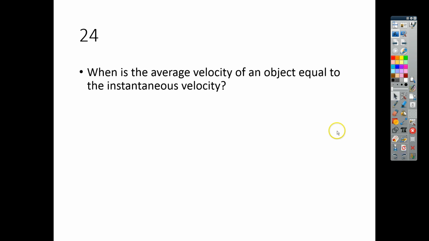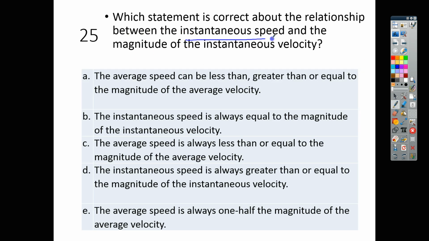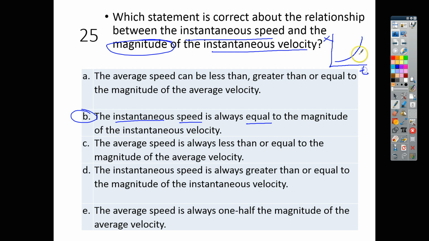For number 25, it says which statement is correct about the relationship between the instant speed and the magnitude, so that's just the number, of the instantaneous velocity. And for number 25, the answer is letter B. The instantaneous speed is always equal to the magnitude of the instantaneous velocity. So if we draw a curve here for position versus time, the instantaneous speed at this point and the instantaneous velocity are the same because they are both the slope of the tangent line, and they're only at one point.